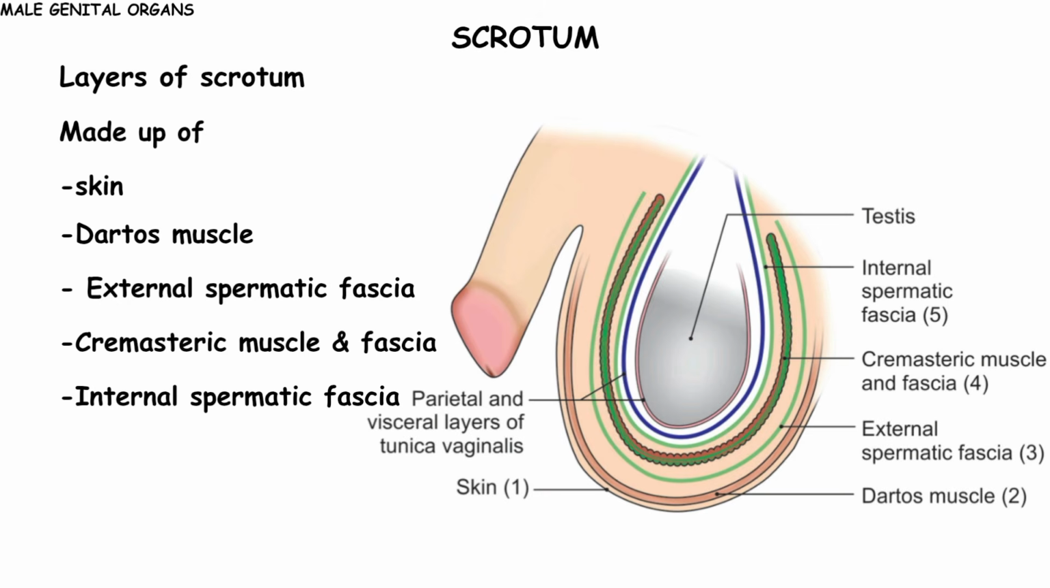Layers of the scrotum. The scrotum is made up of skin, dartos muscle, external spermatic fascia, cremasteric muscle and fascia, and internal spermatic fascia. The first layer is the skin, the second is the dartos muscle, and the third is the external spermatic fascia. The fourth is the cremasteric muscle and fascia. The fifth is the internal spermatic fascia. Deep to that, the parietal and visceral layers of the tunica vaginalis are present.